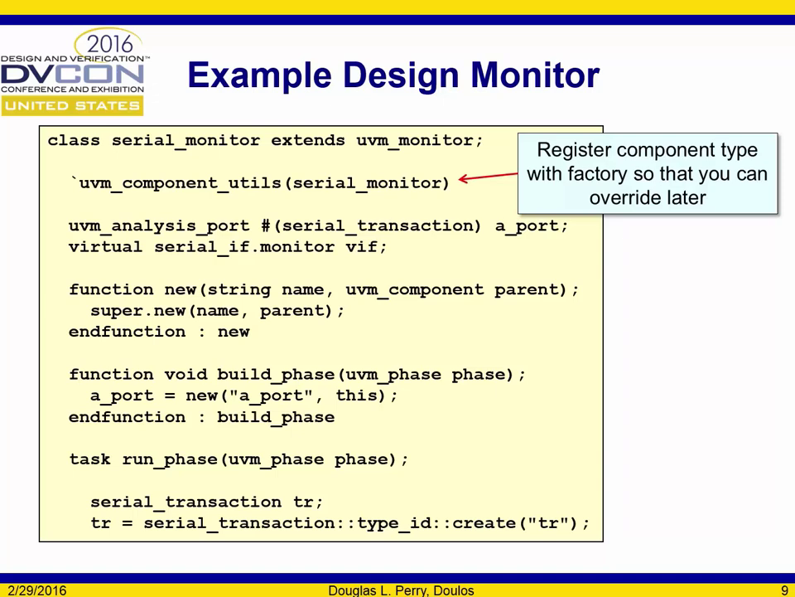So again, the way you do this, of course, is you have to have the component. Here we've got a monitor component, which we're overriding, or where we're basically registering with the factory. You can see that we've got the macro, component utils, and we've got a port that we're adding. We've got our virtual interface, right, that we use to talk to the DUT. And in our constructor, we build the port. Now again, this is another confusion here, right, where if you add a port, you use new, whereas if you build the component, you use the proxy classes, which we'll see in a second. And that's always a big confusion as well.